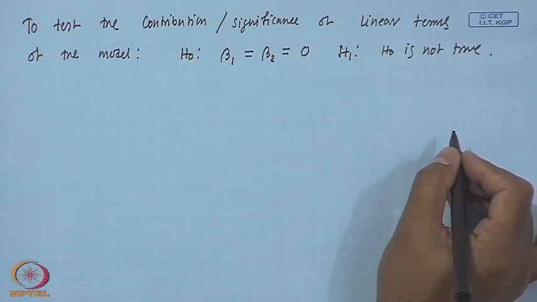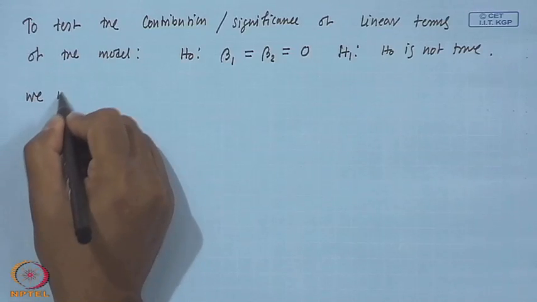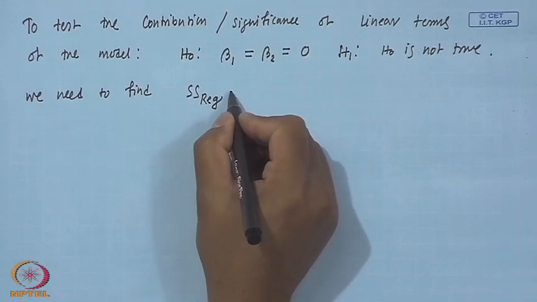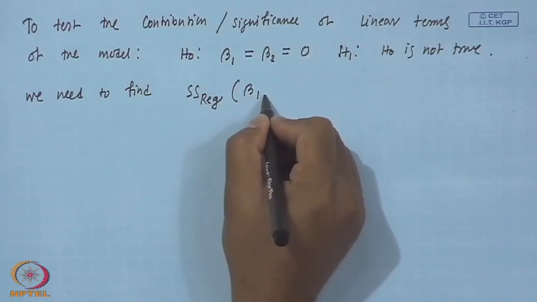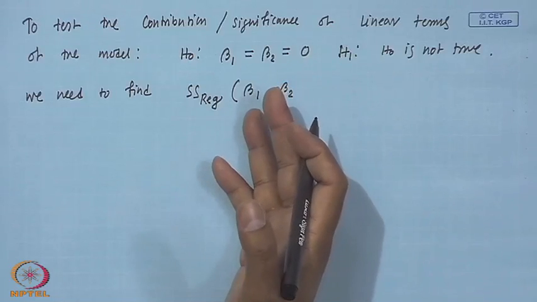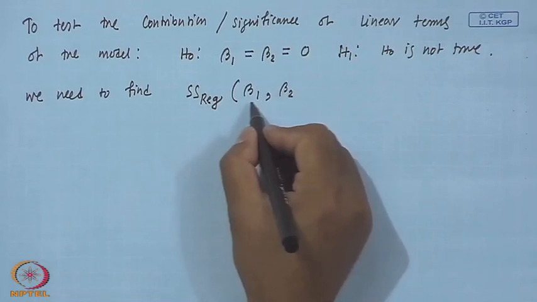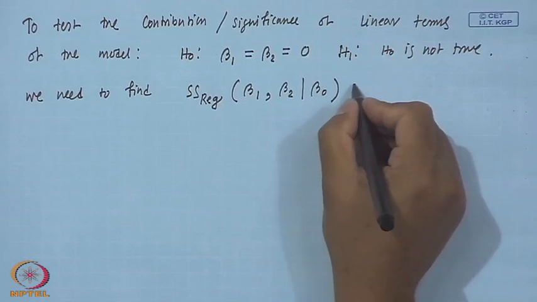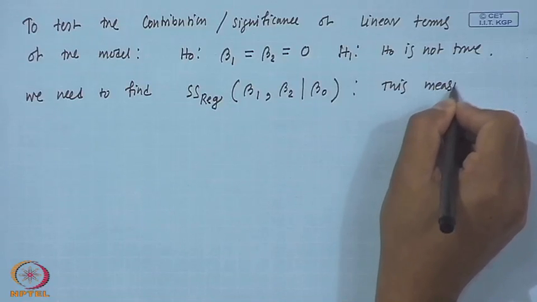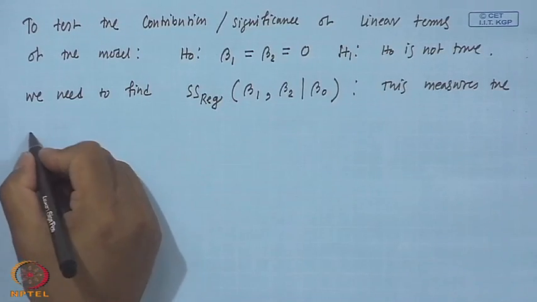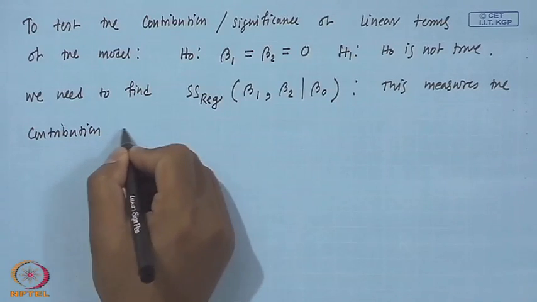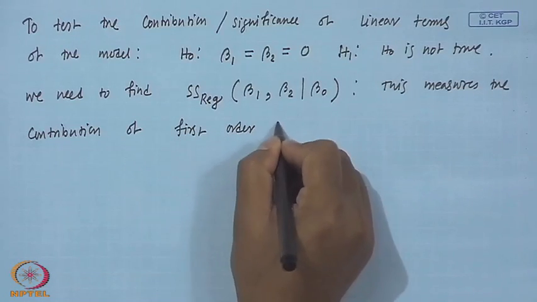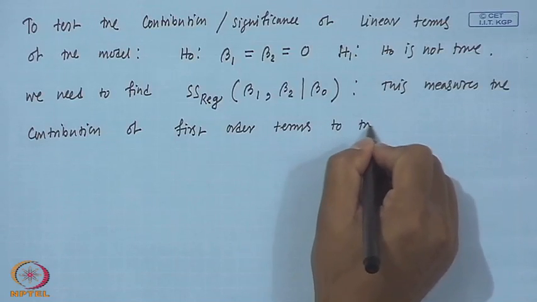Okay. So, to test this one, we need to find SS regression due to beta 1 and beta 2. So, this is the contribution of beta 1 and beta 2 in total SS regression. So, SS regression due to beta 1 and beta 2 in the presence of beta naught. So, this measures the contribution of first order terms to the model.